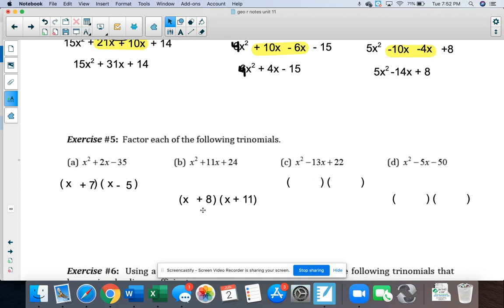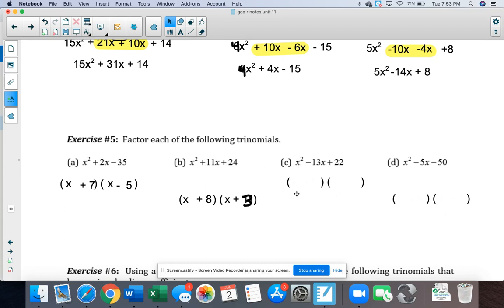The only way 3 and 8 give me 11 is if it's a positive 3 and positive 8, and this is positive 24, so perfect. All right, so like back here, and I don't know why I wrote 11 there. I'm making lots of mistakes. That should be a 3. So this we're going to fix to a 3. I just wanted to mention that like back here, this was a negative 35. So one of these had to be positive and one of them had to be negative. If the last term is a positive, they're both the same.